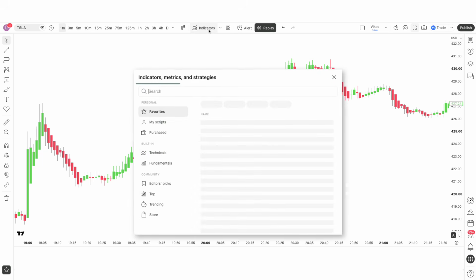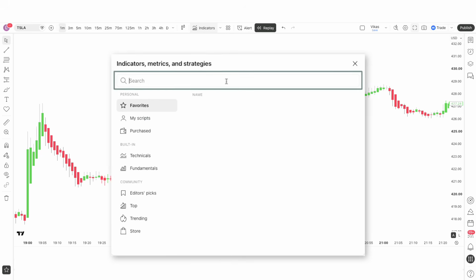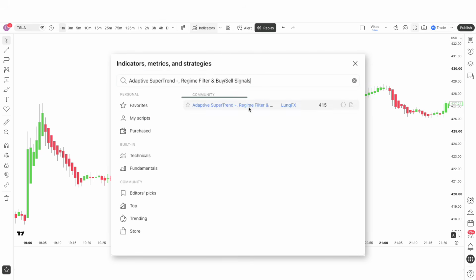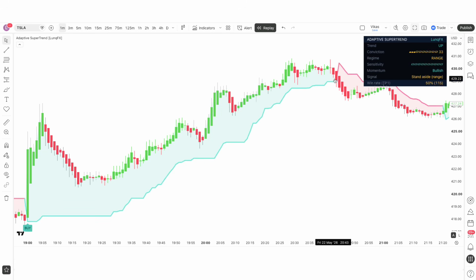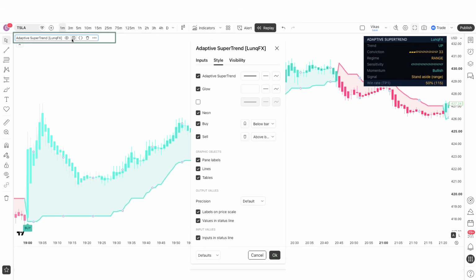Head over to the Indicators tab and search for the Adaptive Supertrend Regime Filter and Buy-Sell Signals. Select the indicator made by LunkFX and add it to the chart. Now the indicator settings change for perfect signals.